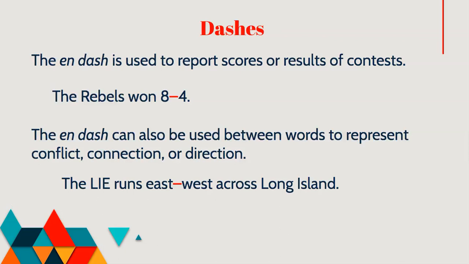The LIE runs east-west across Long Island. It's not creating one word east-west, it's showing a connection, or kind of, you can think of it as a range between these two places.